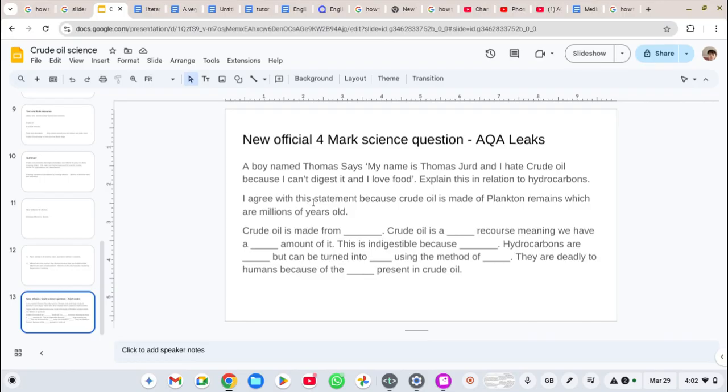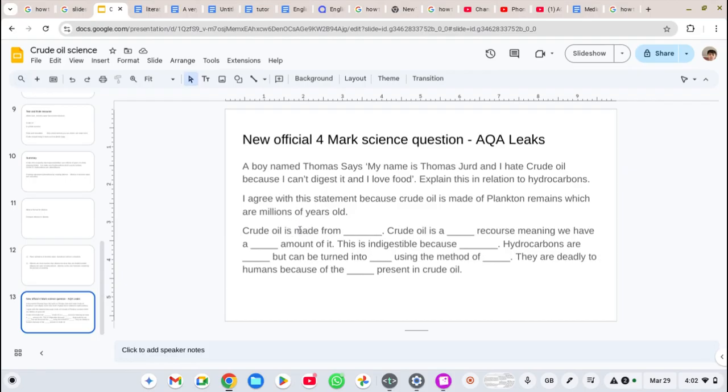I agree with this statement, because crude oil is made of plankton remains, which are millions of years old. That doesn't explain what you mean, that just says a statement. That's 0 marks, probably. Maybe 1 mark if you're lucky. This is the answer you need. Fill in the blanks here.